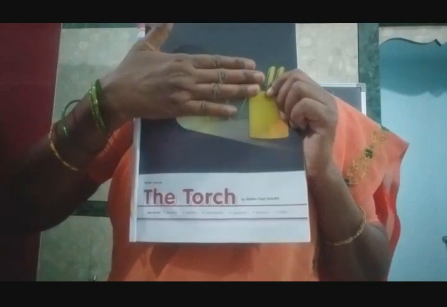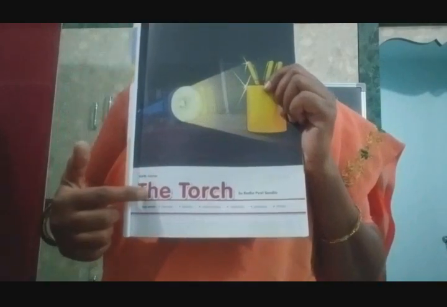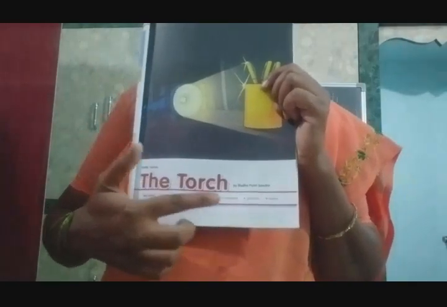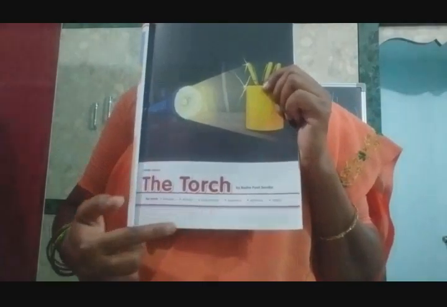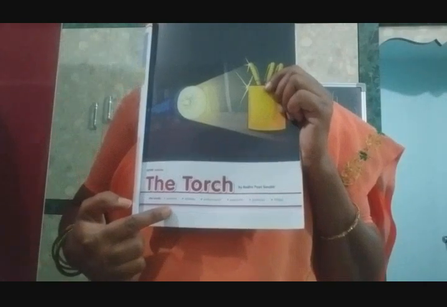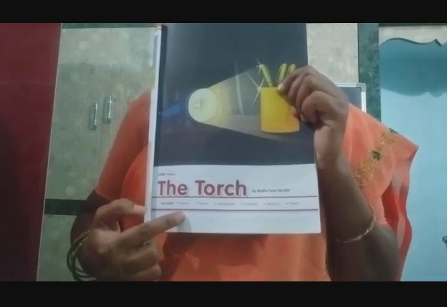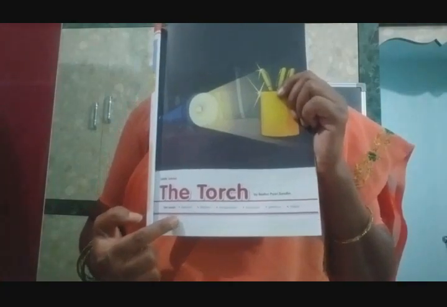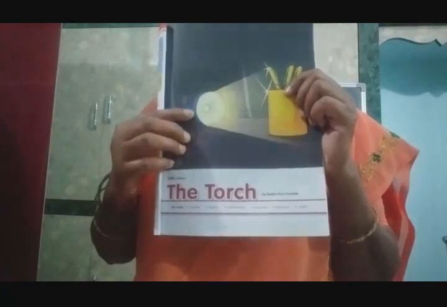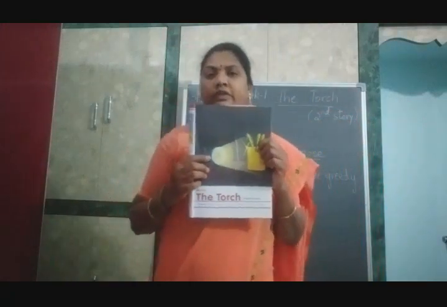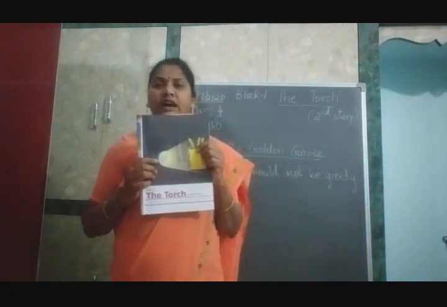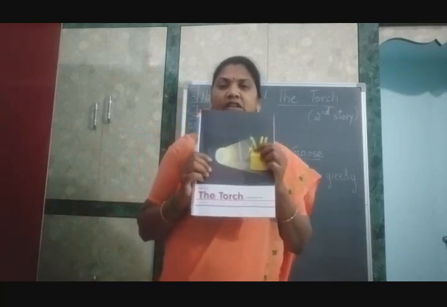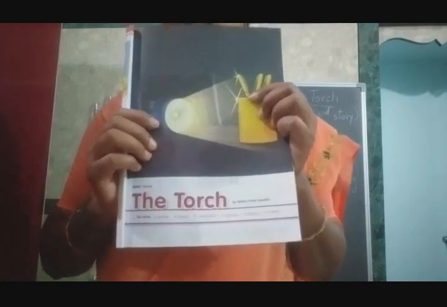Okay, they have given the cover picture, the title, the torch, the name of the author and keywords. Now, you already read the story. That's why I'm going to just read the story. While reading the story, I want you to keep your finger wherever I read. Is it clear? Once again, I am showing you the cover picture.